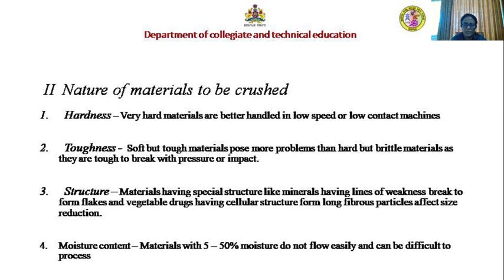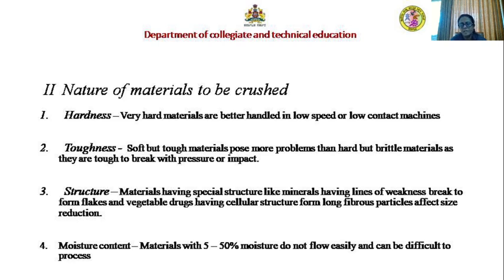The structure of materials. Some materials having a special structure will also pose some problems during size reduction operation. Mineral substances which have lines of weakness, that are planes in their structure where there are weak lines along which the material breaks when a force is applied, form flakes. And fibrous materials like vegetable drugs, which have a cellular structure, will form long fibrous particles when they are subjected to size reduction.